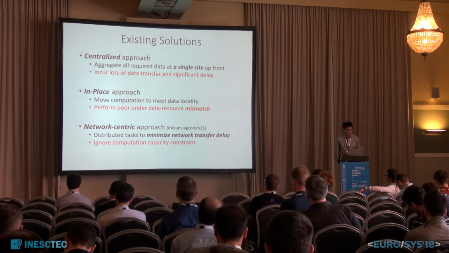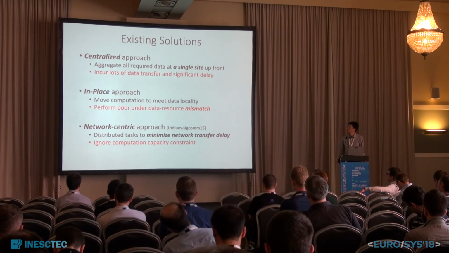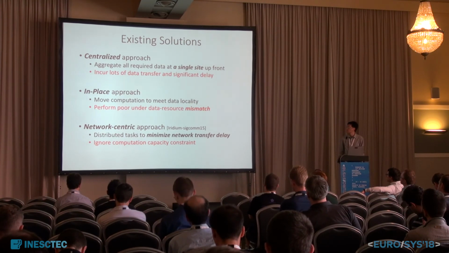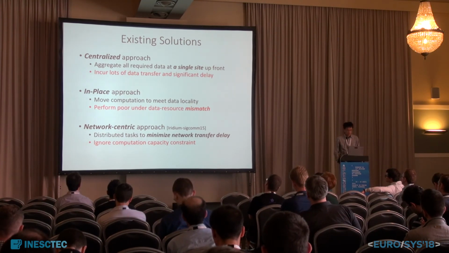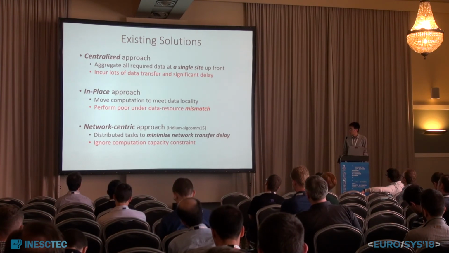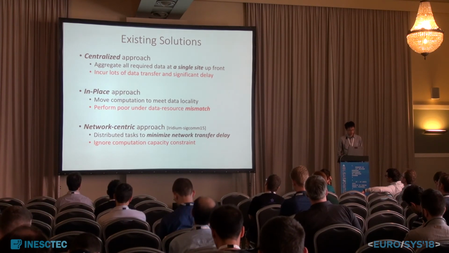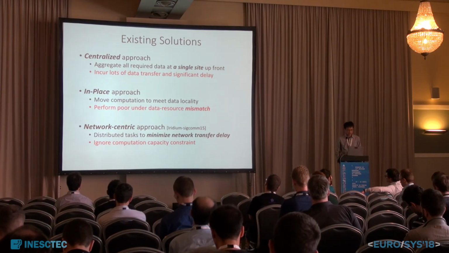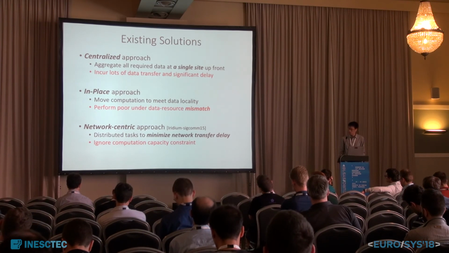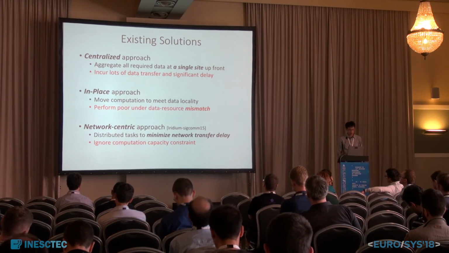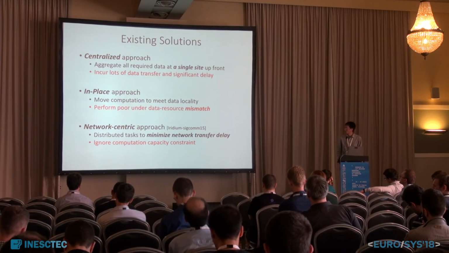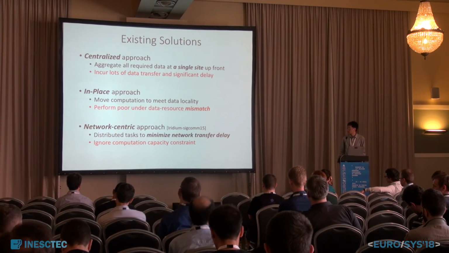The second approach is the in-place approach, which, instead of moving the data for computation, actually moves the computation to meet data locality. The downside of it is that it performs poorly when there's a mismatch between data and resource capacity. And more recently, there's a third approach called the network-centric approach, that basically distributes the tasks to minimize the network transfer delay across multiple locations. The downside of it is that it ignores other constraints like computation capacity.